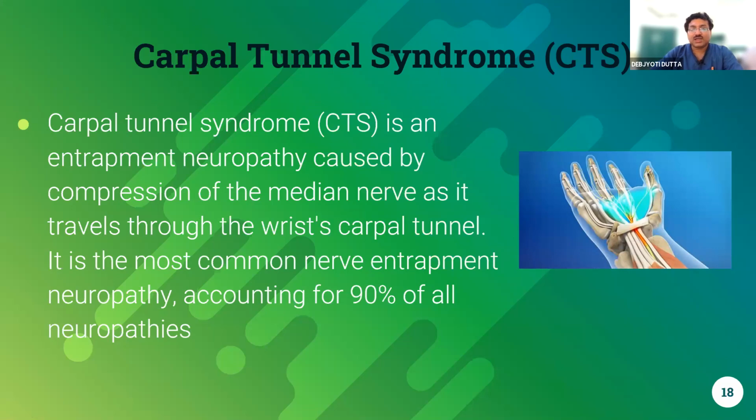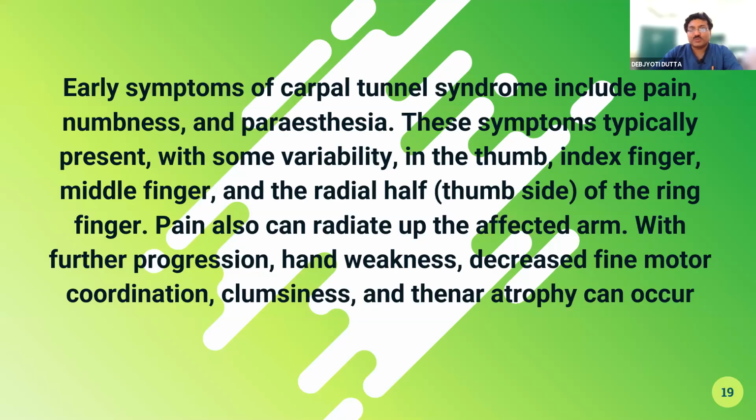Early symptoms of carpal tunnel syndrome include pain, numbness, paresthesia. These symptoms typically present with some variability in the thumb, index finger, middle finger, and the radial half of the ring finger. Pain also can radiate deep up the affected arm. With further progression, hand weakness and decreased fine motor coordination. The patient might say, I have a problem holding small objects in hand, even holding a glass. And atrophy of the thenar eminence might be possible.